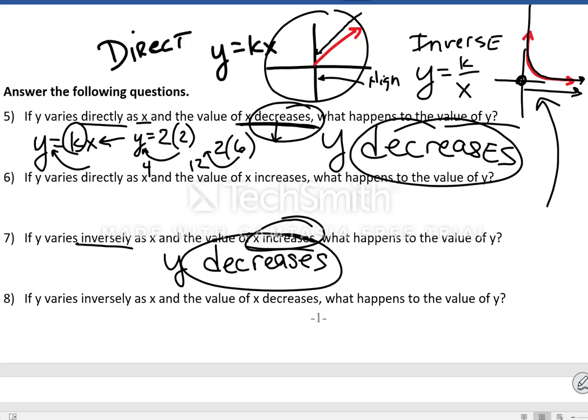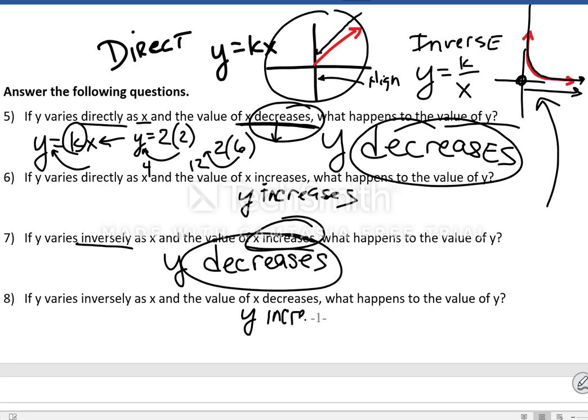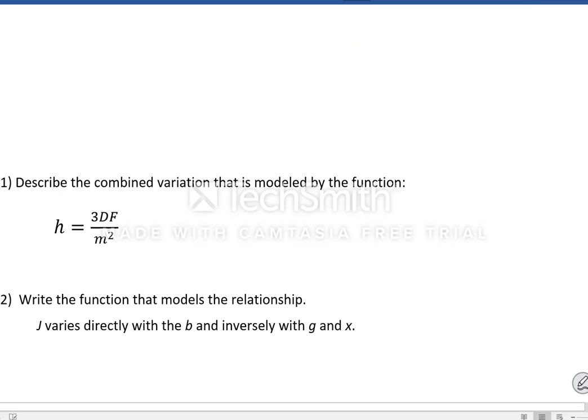Number 6, direct variation equation. If x increases, we said they're the same, so then y increases as well. And then for number 8, it's an inverse. So if x decreases, that means y increases, because we said they're opposites.